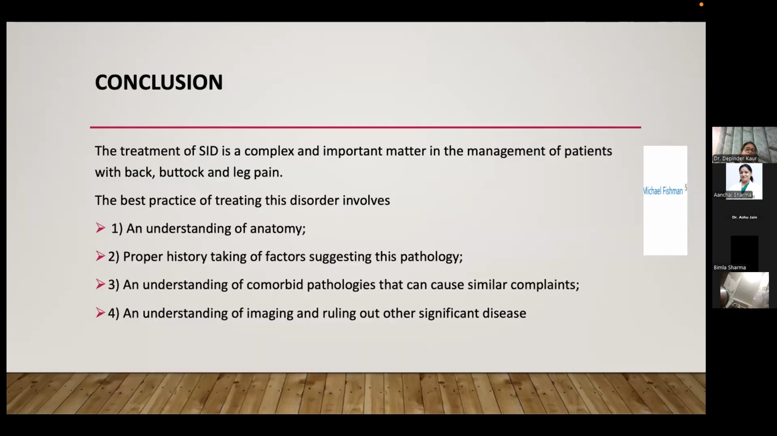Ultimately, I want to conclude that it is a complex condition, but the best practice of treating the disorder involves a thorough understanding of the anatomy and the basic pathology, which we can diagnose with the help of our clinical examination. We can have certain clinical suspicion based on the risk factors, right?